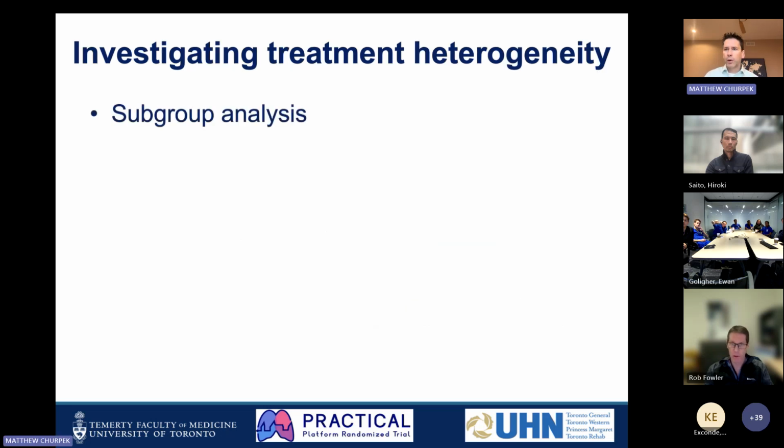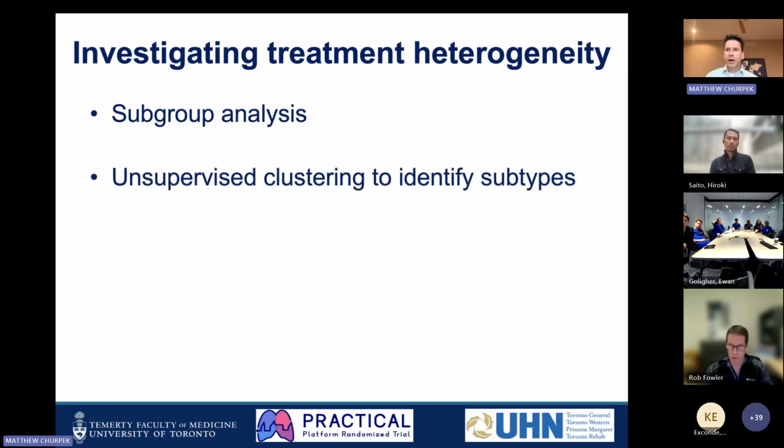So there are many different approaches that have been used over the years for identifying heterogeneity of treatment effect. Subgroup analysis, I think, is the most familiar, certainly to us, and the most commonly used. Over the last several years, there have been increasing studies looking at unsupervised clustering methods to identify subtypes or subphenotypes or phenotypes, depending on what study you read.